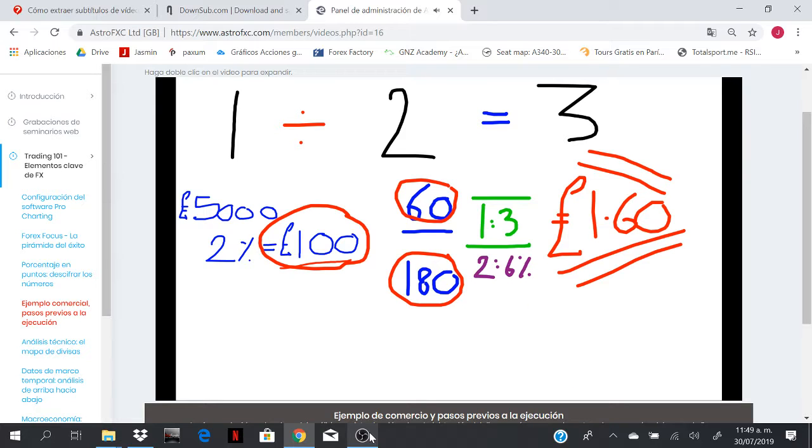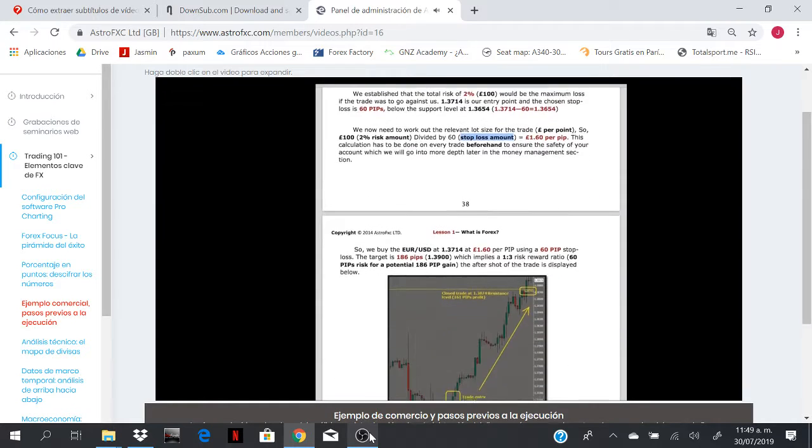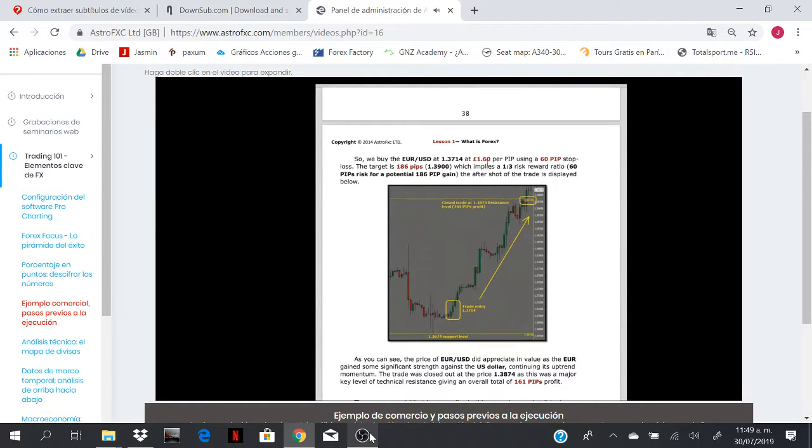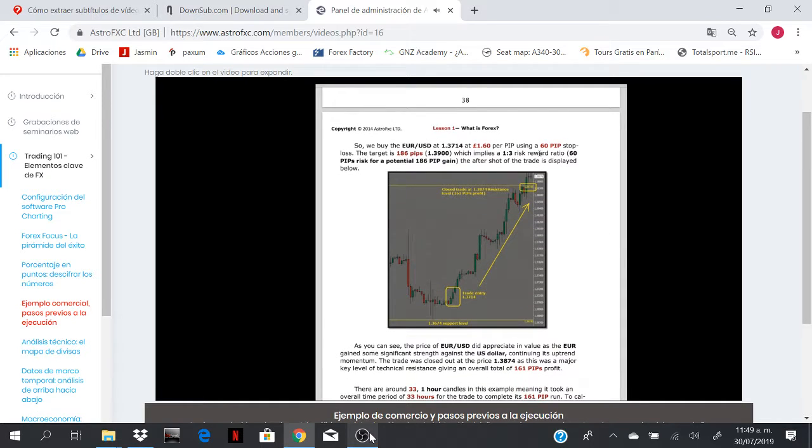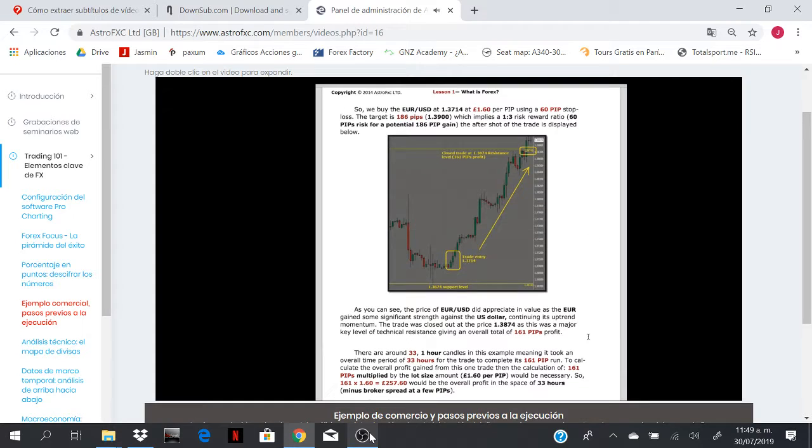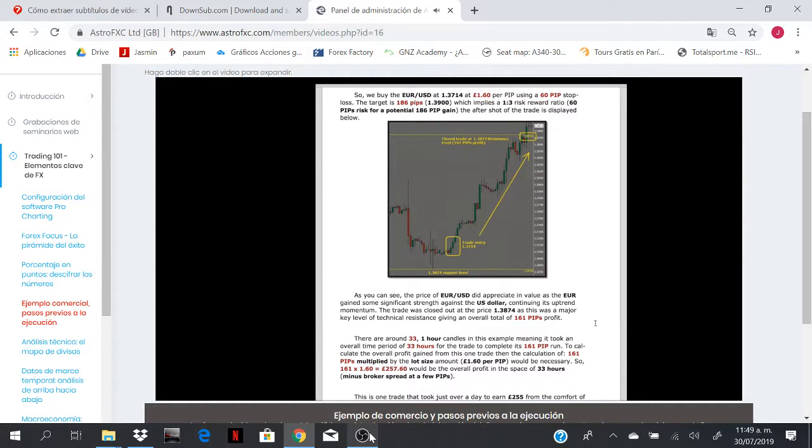Okay, let's see how this trade went. So we bought the Euro USD, £1.60 per pip, 60 pips stop, target is 186 pips. 1 to 3 risk reward, this is the aftershock. As you can see, Euro USD did appreciate in value, so the euro gained strength against the US dollar. And in this case, we bagged 161 pips because we had an area of resistance above.